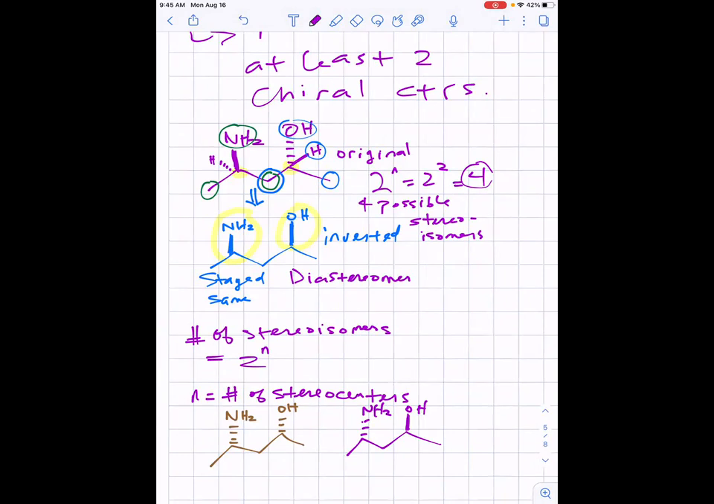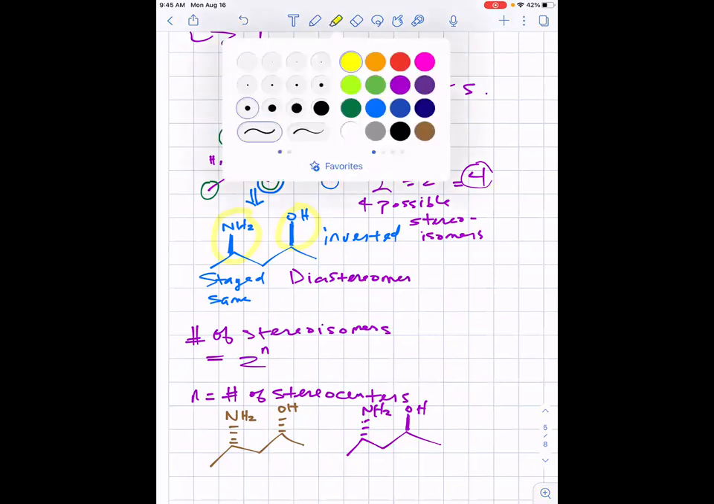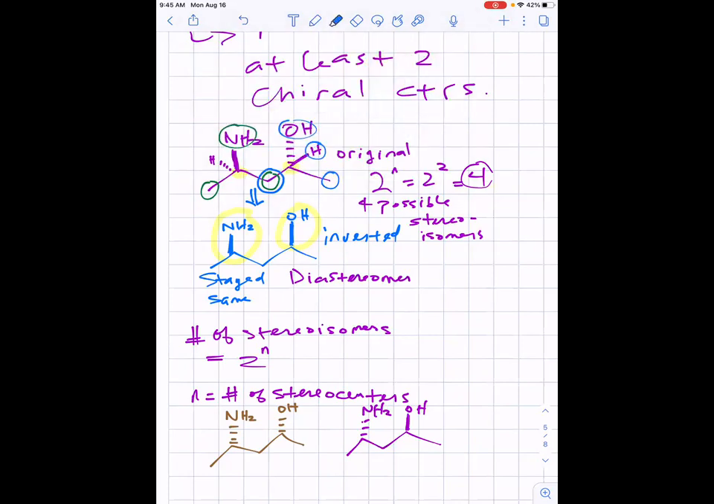And if we look at these, can you see the relationship between these two right here? What's the relationship between those two? Let me see if you can pick that up. Mirror. They're mirror images, aren't they? Because both groups are opposite in each one of those. Compared to the original image, they are diastereomers, but compared to each other, they are actually enantiomers, right? So you can have both.